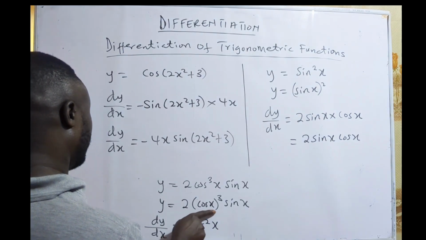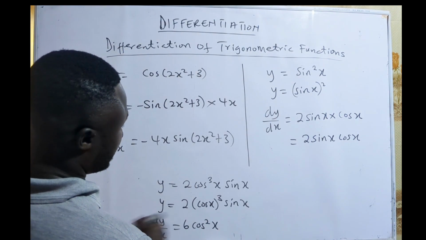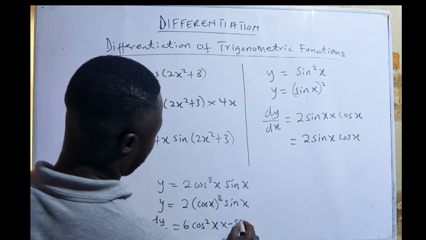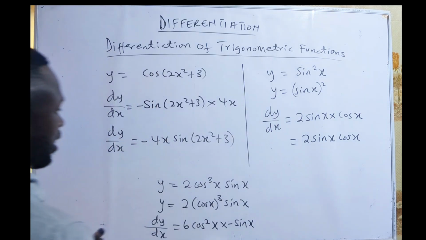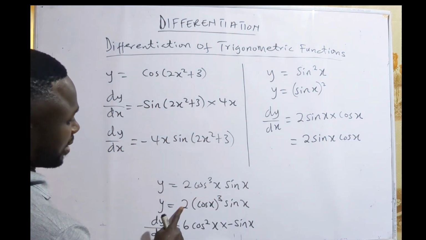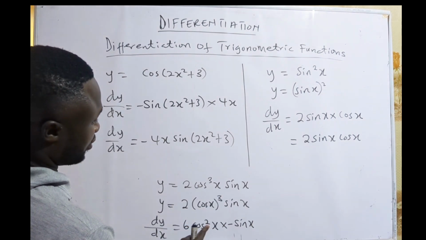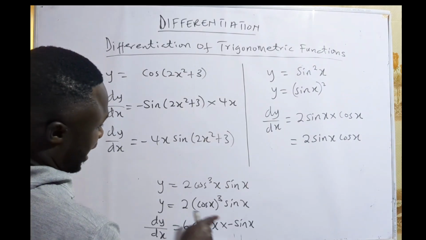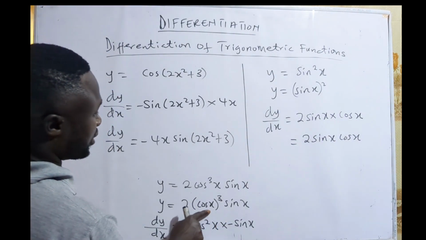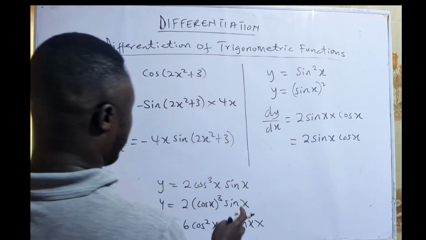Then after that, I will differentiate whatever is in the bracket here. So if I differentiate cos x, that will give me minus sine x. So this is the differentiation of this one. Bring your 3 here, multiply by the 2, you get 6 cos square x. You subtract 1 from the power, that's why you see the square. Then times the differentiation of what is in the bracket, that is minus sine x. So if I differentiate cos x, I get minus sine x. Then after that, I'm done with the differentiation of this.